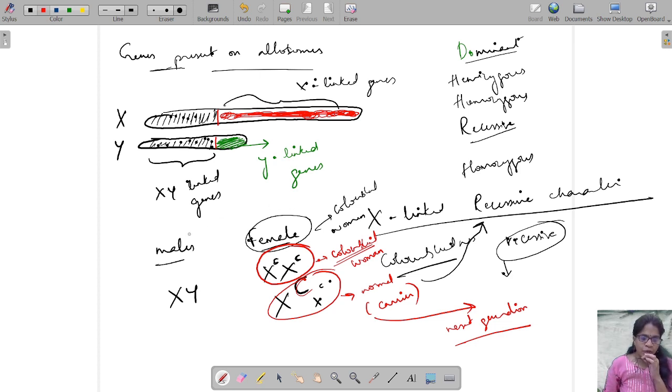Now let me tell you about what happens in the males. So in males, if this is the condition, they have only one copy of X chromosome. So presence of the capital C gives you normal males and presence of small c will give color blinded males. These are color blinded males.